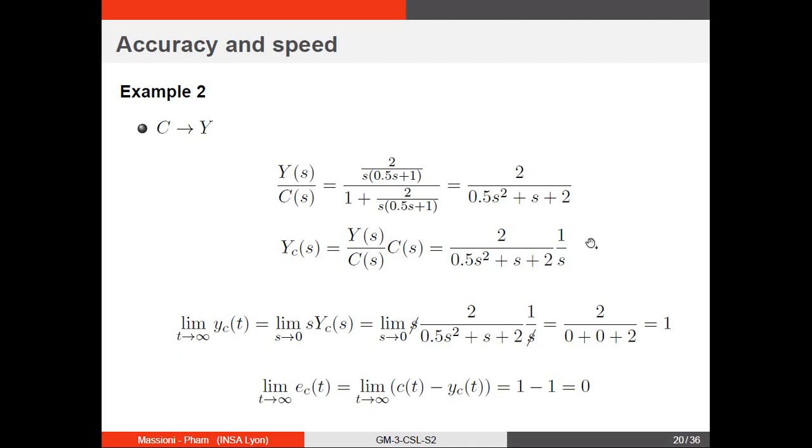What we get? Well, we get this times s goes away, s goes to 0, you get 1. And then considering that the step is a unit step, the final value of the error, which is the final value of the set point minus the final value of yc, set point is 1 minus 1, you get in fact 0. So we have, as we could forecast, 0 steady state error due to set point.